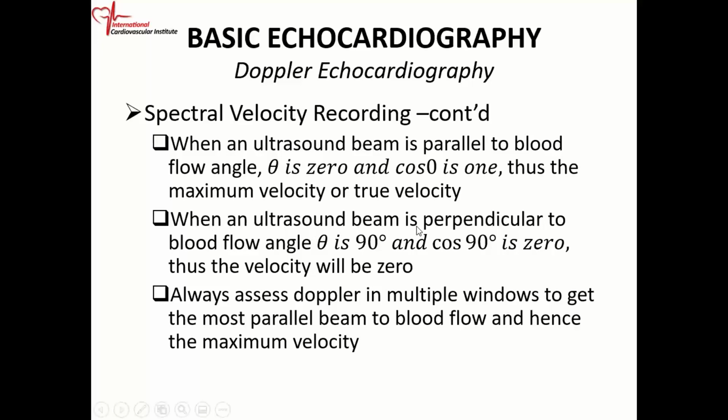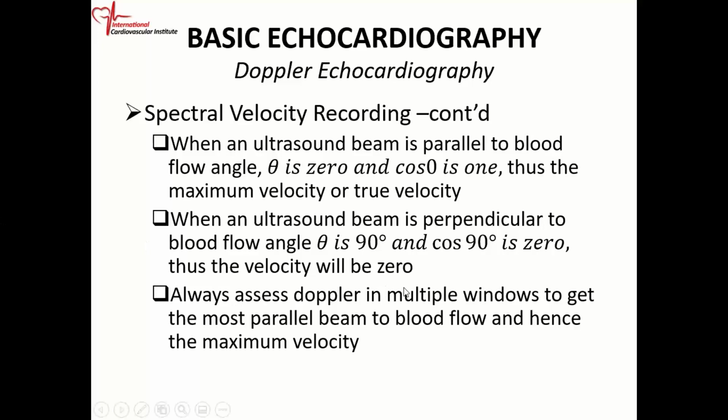When an ultrasound beam is perpendicular to the blood flow, the angle theta is 90 degrees, and the cosine of 90 is zero. Thus, the velocity will be zero. You're not going to see anything at all. So you have to understand that, because if you're doing Doppler and you're not getting any type of velocity, you might be just perpendicular to the moving structure or blood flow.